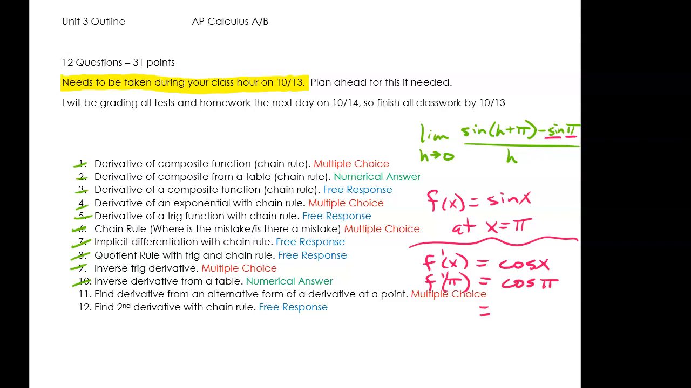And what's cosine of pi? -1. So this is going to be finding a derivative from an alternative form of derivative at a point. I think in Khan Academy, the way they label it is other forms of a derivative, something like that, but it's on Monday's assignment. Okay, last tiny bit, and I'm basically done with the review.